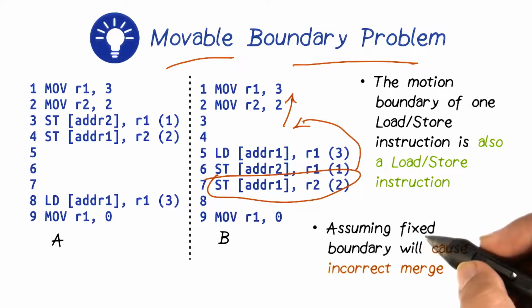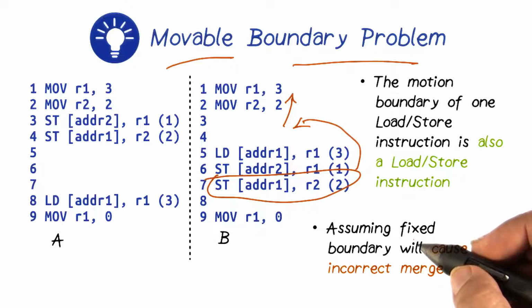In other words, assuming fixed boundaries will cause an incorrect merge of the program, because we are trying to move the load stores simultaneously here, and if we do not account for the motion of one load which also affects the store and vice versa, it will create incorrect semantics.